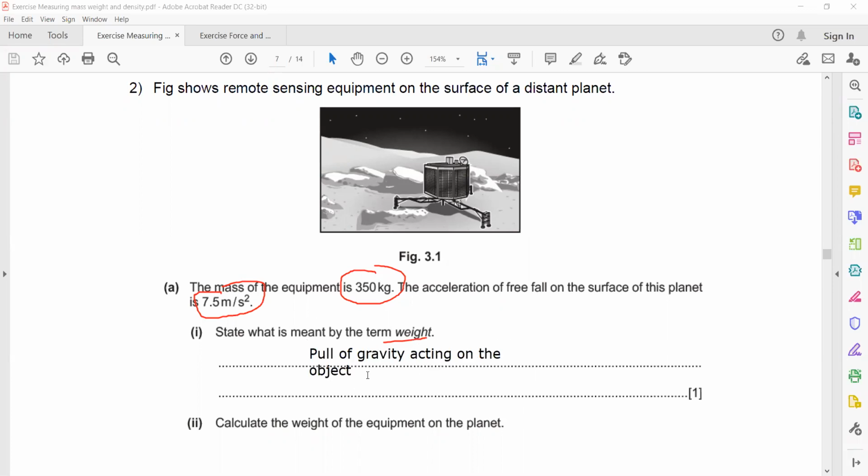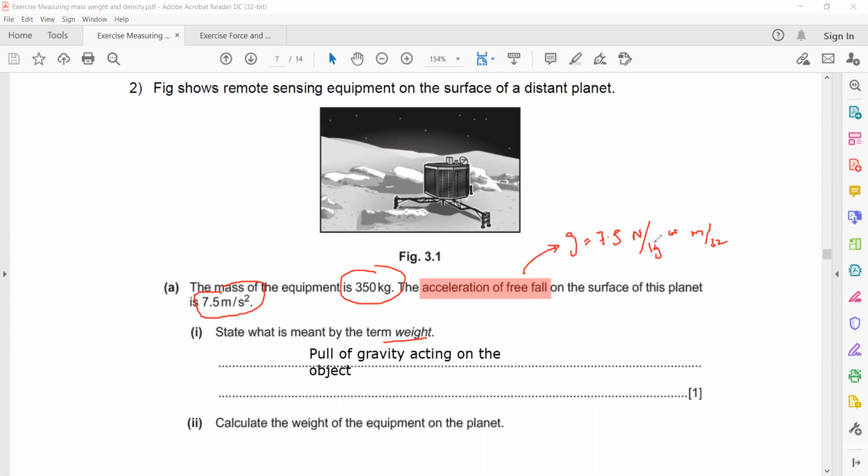Then calculate the weight of the equipment on the planet. They mention acceleration of free fall. Gravity is also known as acceleration of free fall. So the value of gravity is 7.5. So g is equal to 7.5. It can be in Newton per kilogram or meter per second squared. Both units can be used for gravity.